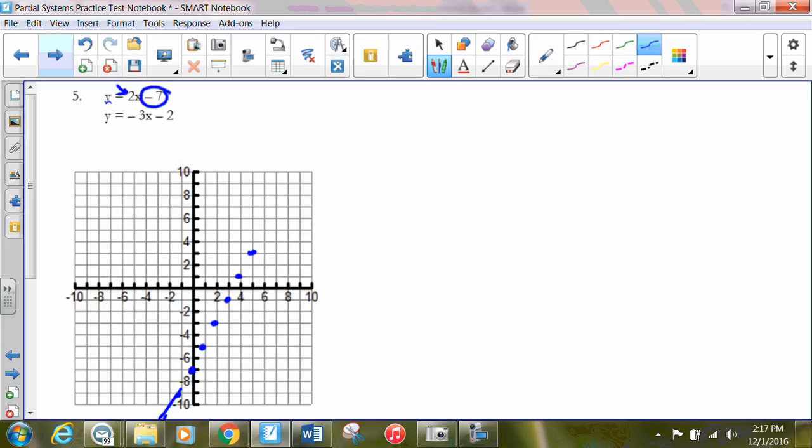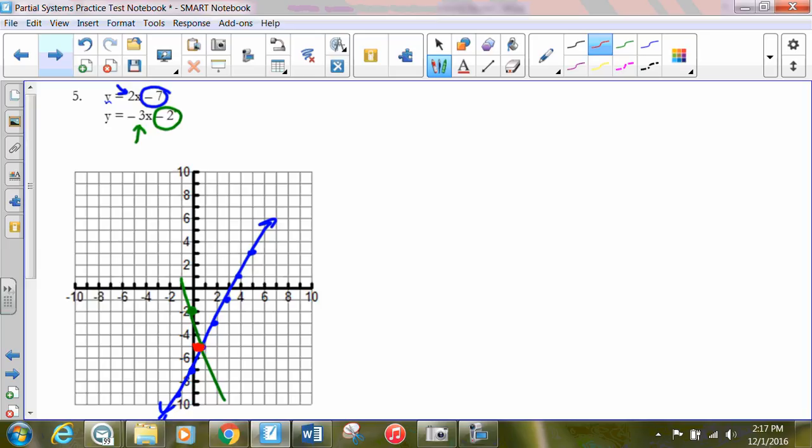All right, so I'm going to connect these points, and then I'll graph the second line, which my y-intercept is negative 2, and my slope is negative 3, which is down 3 over 1. Look at that. Right away, I see where they intersect. It intersects right here at this point.